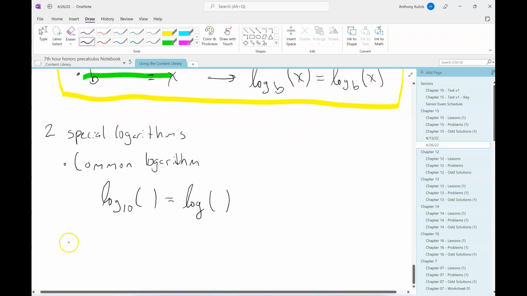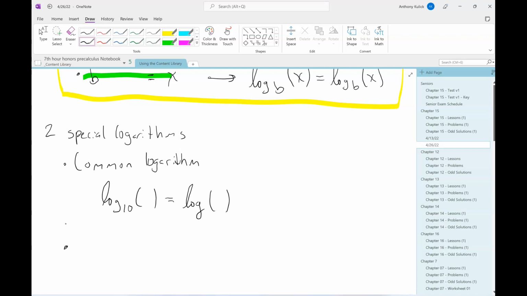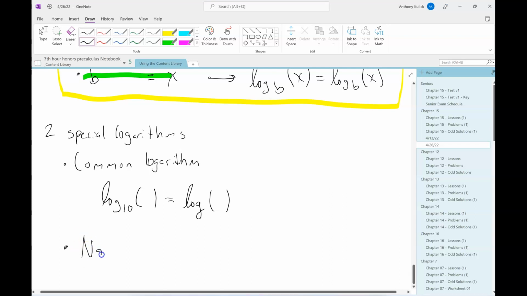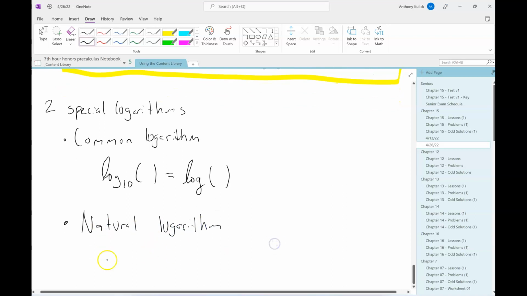Why is that going to be important to remember? Because if you're solving a logarithmic equation, you have to do the exponent base to both sides. You need the exponent base that matches the logarithm, so you have to remember log is log 10. The other special one is the natural logarithm. That's log base e. Again, we don't write it as log base e. We write it as ln.